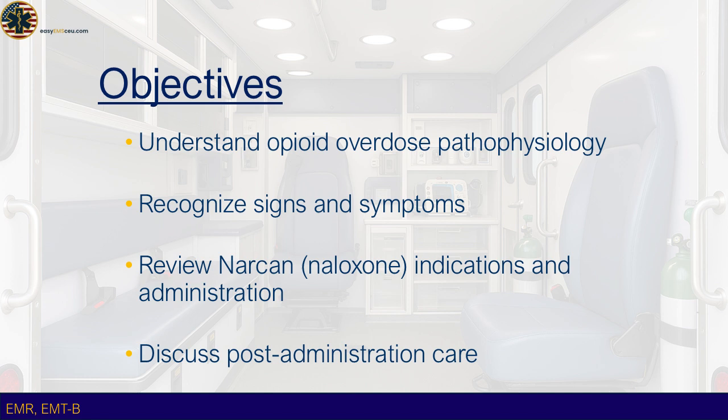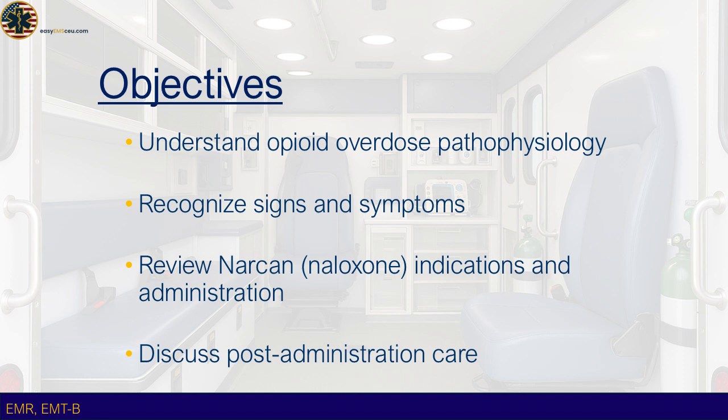Understanding the pathophysiology of opioid overdose is essential for any EMS provider. Opioids exert their effects by binding to specific receptors in the central nervous system, primarily the mu-opioid receptors. While this interaction provides effective pain relief, it also depresses the respiratory drive. In cases of overdose, excessive activation of these receptors can lead to severe respiratory depression, resulting in hypoxia, brain injury, or death if not promptly treated.